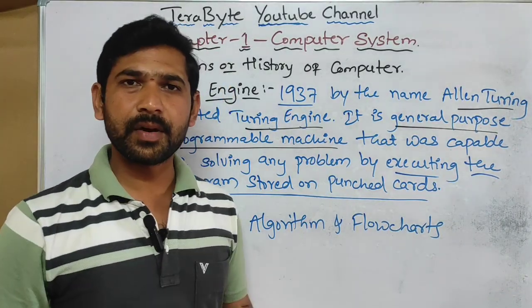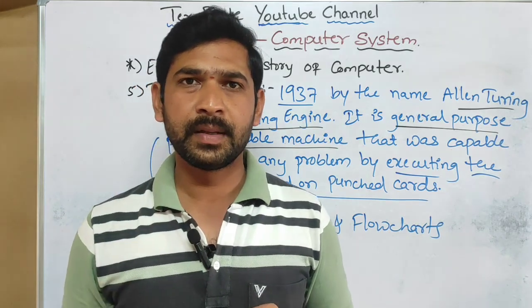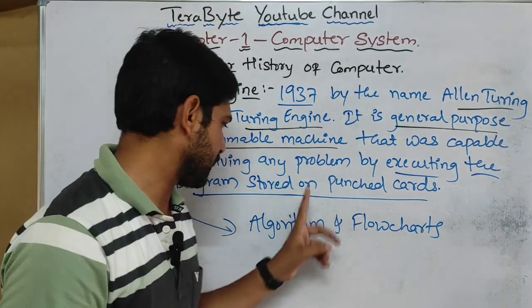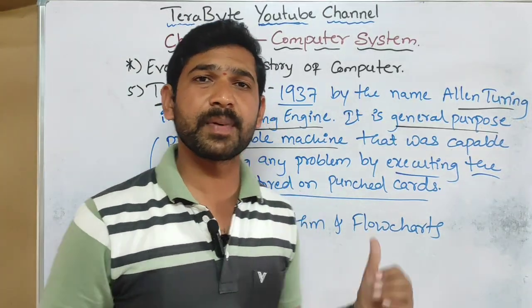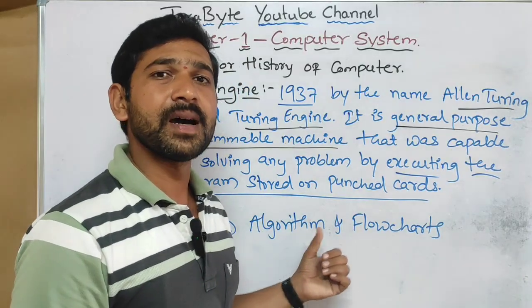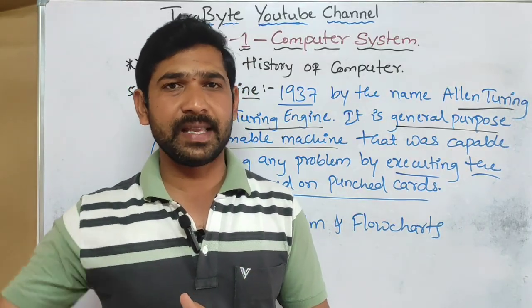Algorithm means the step by step procedure to solve a given problem. Then flowchart means what? The graphical representation of an algorithm. Why? Because the user can understand it easily.